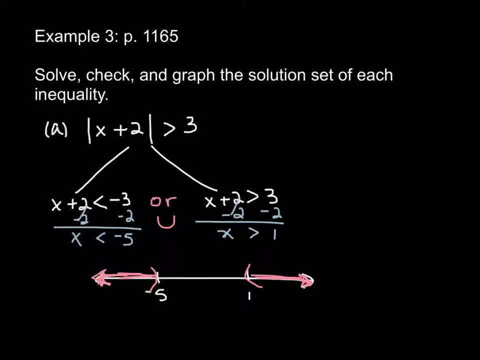So my solution set is going to be negative infinity to negative 5, then union 1 to infinity.